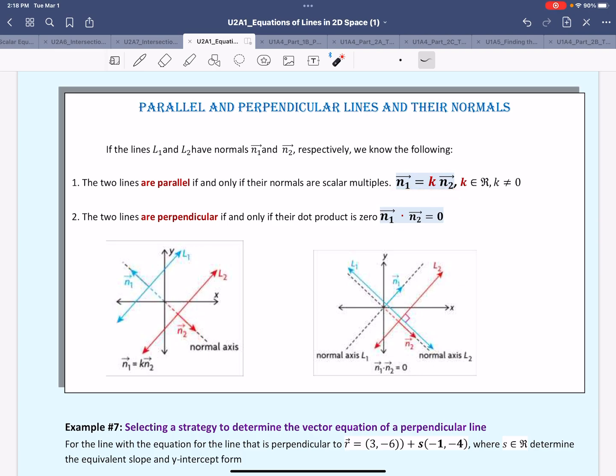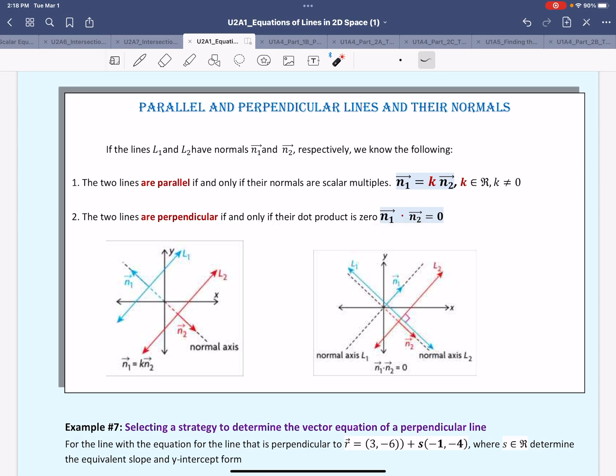Now, if two lines L1 and L2 are perpendicular to each other, then their normals, N1, this is the normal to line L1, and the normal N2, which is the normal to L2, would be perpendicular to each other as well. If two vectors, or two normals, are perpendicular to each other, it means that their dot product equals 0.